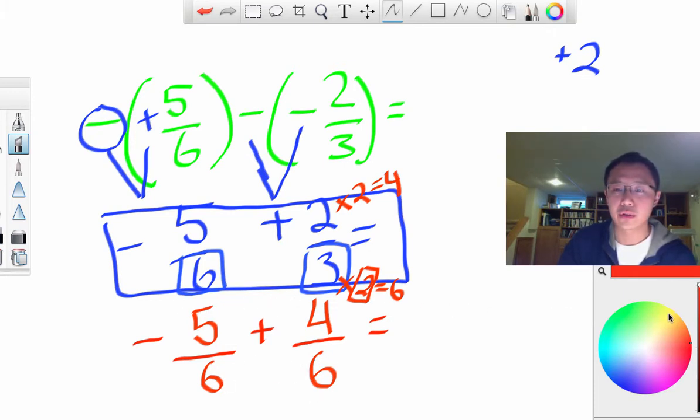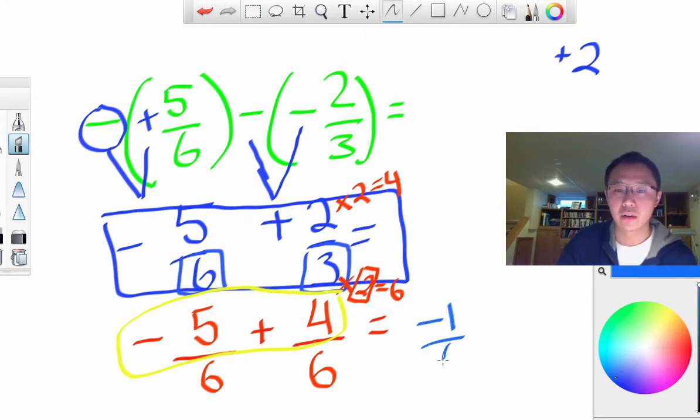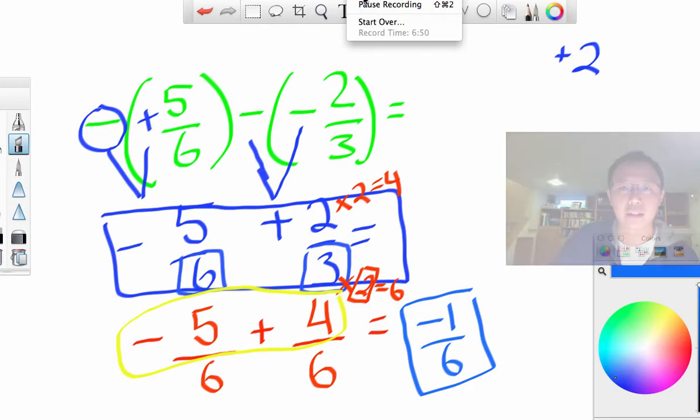Now the new question here is, don't get confused here, because it's not just 5 plus 4, but rather it's minus 5 plus 4. So this is going to be negative 1/6. So that's how you do these questions. So give those a try, more practice, and I will give you another question after this.